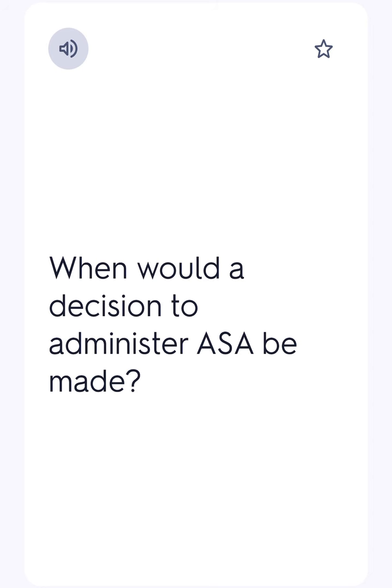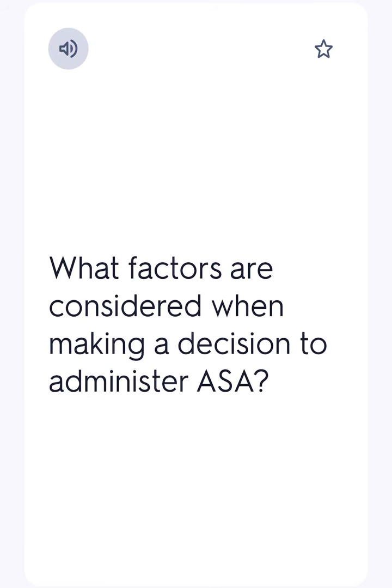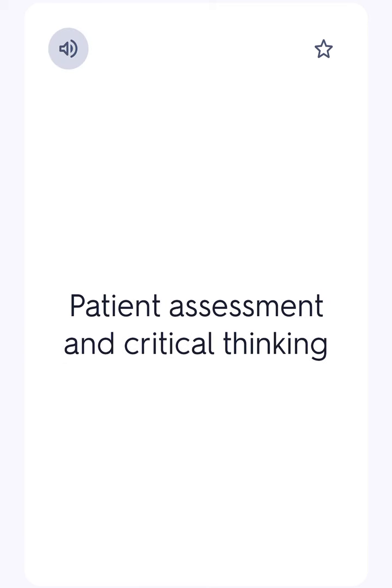When would a decision to administer ASA be made? If myocardial ischemic symptoms or acute coronary syndromes resolve prior to the arrival of paramedics. What factors are considered when making a decision to administer ASA? Patient assessment and critical thinking.